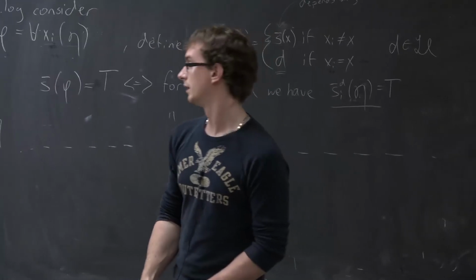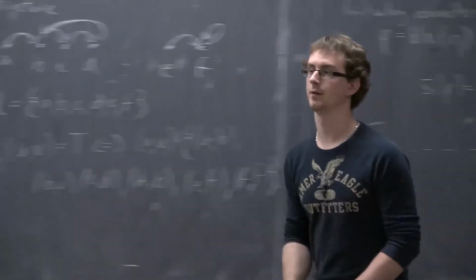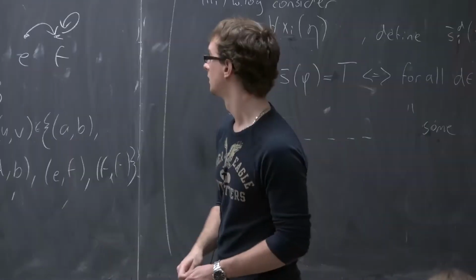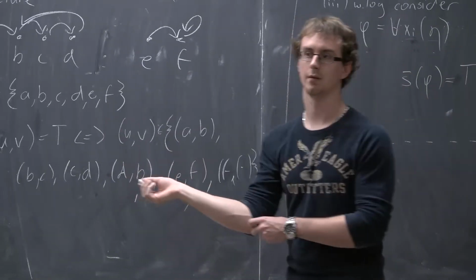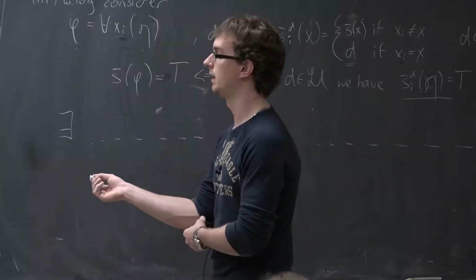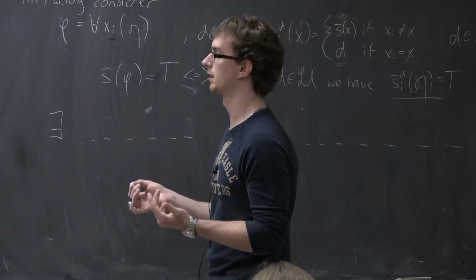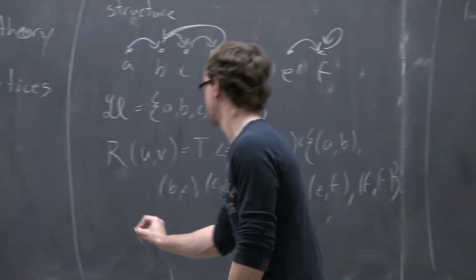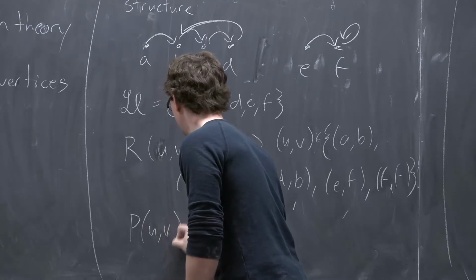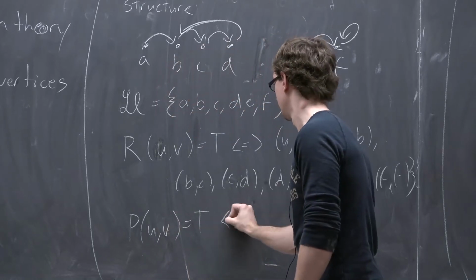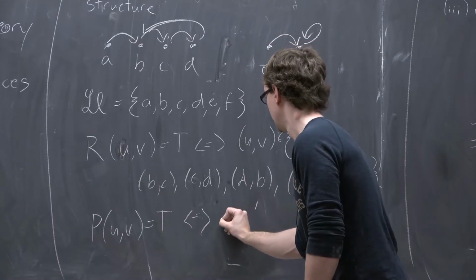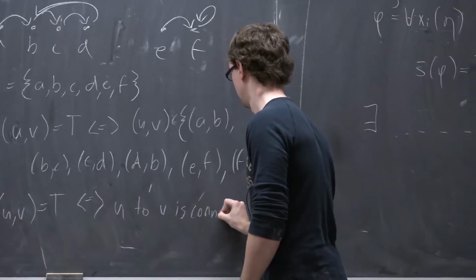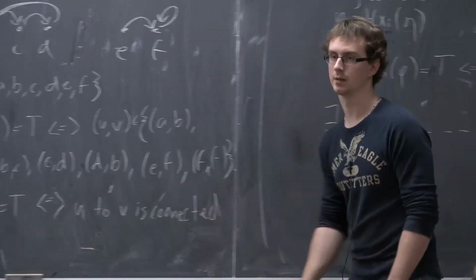So this relation takes two parameters and returns true if and only if U is a directed edge to V. And then P will encode all of the pairs of vertices that have some directed path between them. I won't explicitly list all of it out, but we'll just say that P(U,V) is going to be true if and only if U to V is connected by some directed path.